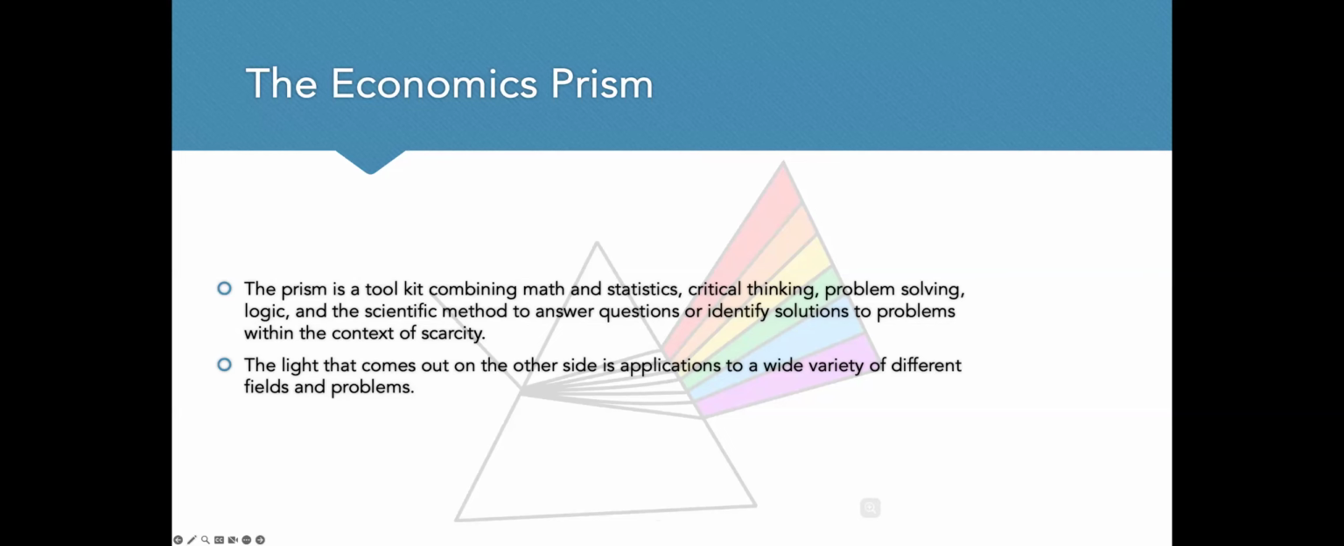Adam Smith, John Stuart Mill, Thomas Malthus, we might consider them economists now, but they were not considered economists back in the 17th and 18th centuries and 19th centuries because economics didn't exist at that point. But anyways, economists today usually have a toolkit of math, statistics, critical thinking, problem solving, logic, and the scientific method.